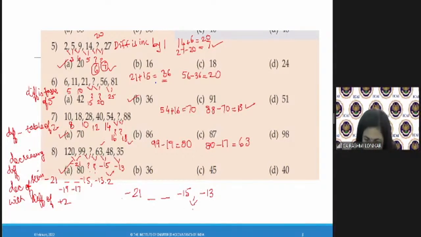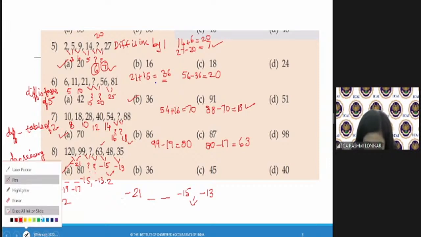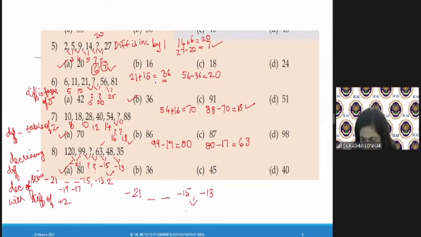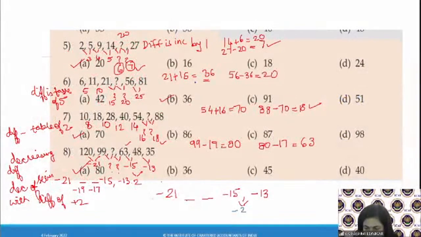I get the hint from here. This difference is, let me put it in another color, how much? Minus 2. Now see, when I'm jumping from here to here, and then from here to here, and then this, how many jumps are there? 1, 2, and 3. What is the difference? Minus 21 minus of minus 15. So this will be minus 21 plus 15. There is a difference of 6, right? Minus 6.